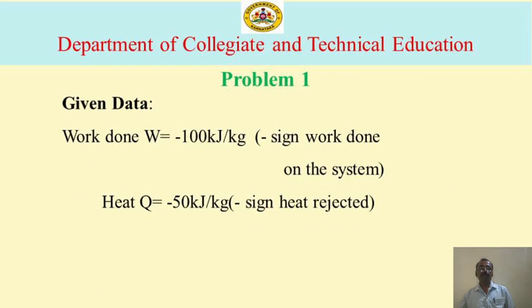Take the given data. Work done W is equal to minus 100 kilojoules per kg. So here work is done on the system, that means work is entering into the system, so the sign is taken as negative. And heat added is equal to minus 50 kilojoules per kg. Here also the heat is rejected, so minus is taken.